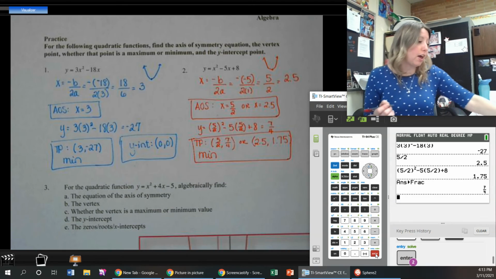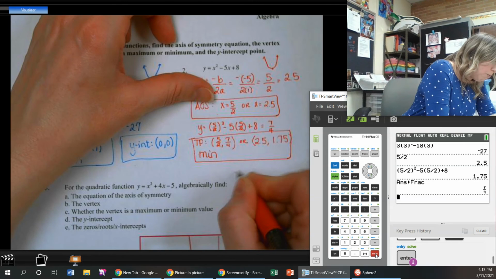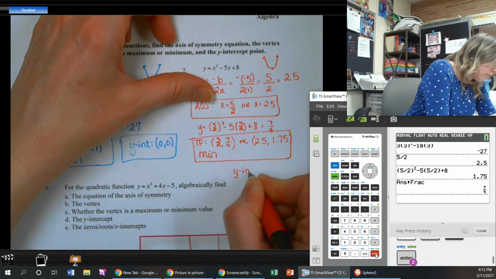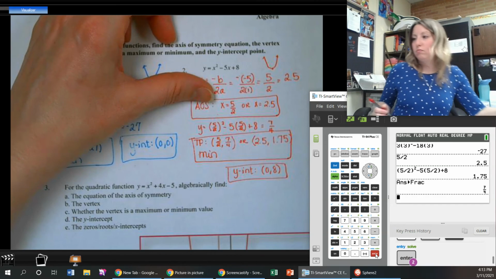Lastly, what's the value at the end of this? The constant at the end, that would be 8. So my y-intercept point is 0, 8. There you go.